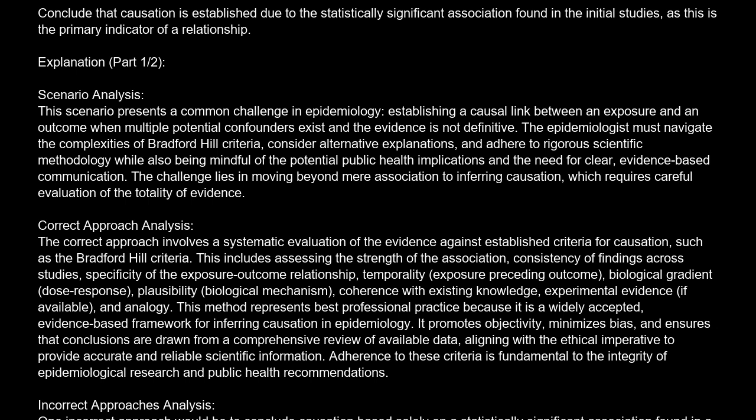The epidemiologist must navigate the complexities of Bradford-Hill criteria, consider alternative explanations, and adhere to rigorous scientific methodology, while also being mindful of the potential public health implications and the need for clear, evidence-based communication. The challenge lies in moving beyond mere association to inferring causation, which requires careful evaluation of the totality of evidence.